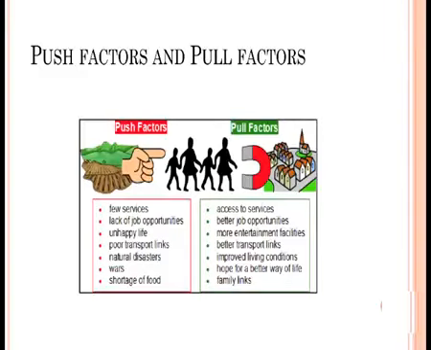The factors which push folk out of the villages and pull or draw them towards the urban areas are depicted in the next slide. Push factors are few services, lack of job opportunities, unhappy life, poor transportation, natural disasters, wars and shortage of food. Pull factors are access to services, better job opportunities, more entertainment facilities, better transport links, improved living conditions, hope for a better way of life, and family links.